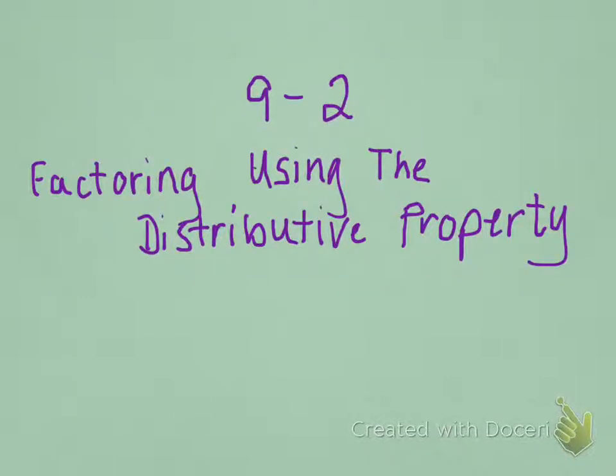Alright, today we are doing 9-2 factoring using the distributive property. This can also be called factoring using the GCF. Throughout this video, if you need something repeated or if you need it to slow down, please ask the sub to stop it or back it up a little bit. And I will try to go slow.